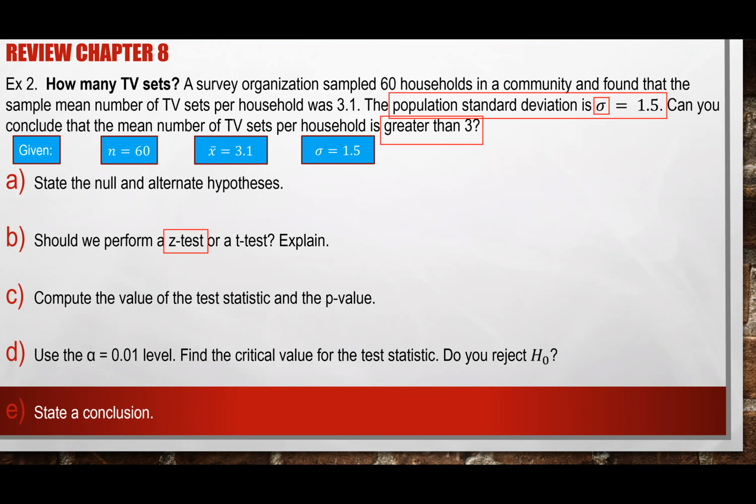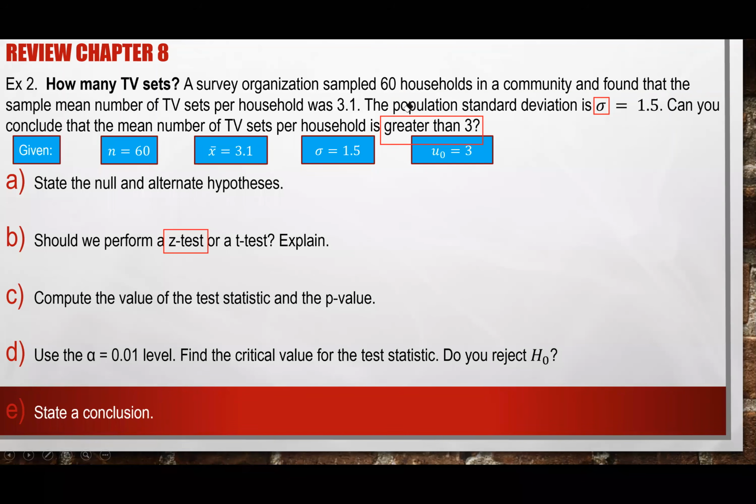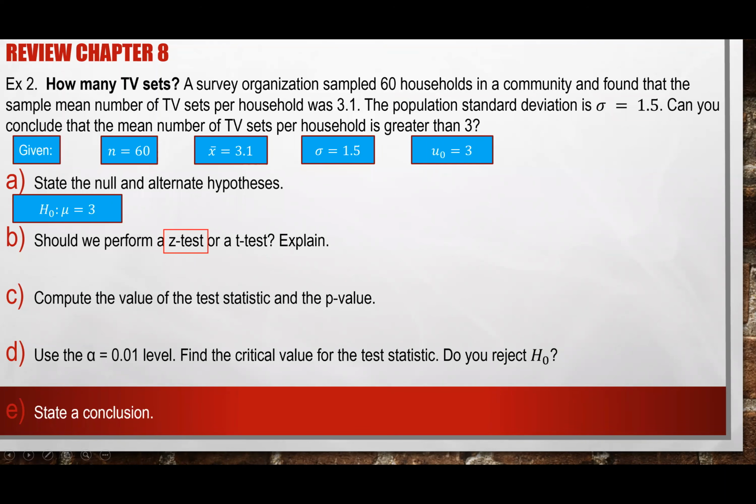And the last item is your 3, which is that specific value that we want to test against, or more than 3. So what does it mean, more than 3? Well, more than 3 tells us that the hypothesis is either equal to 3 in your null hypothesis, or the alternate hypothesis is mu is greater than 3.